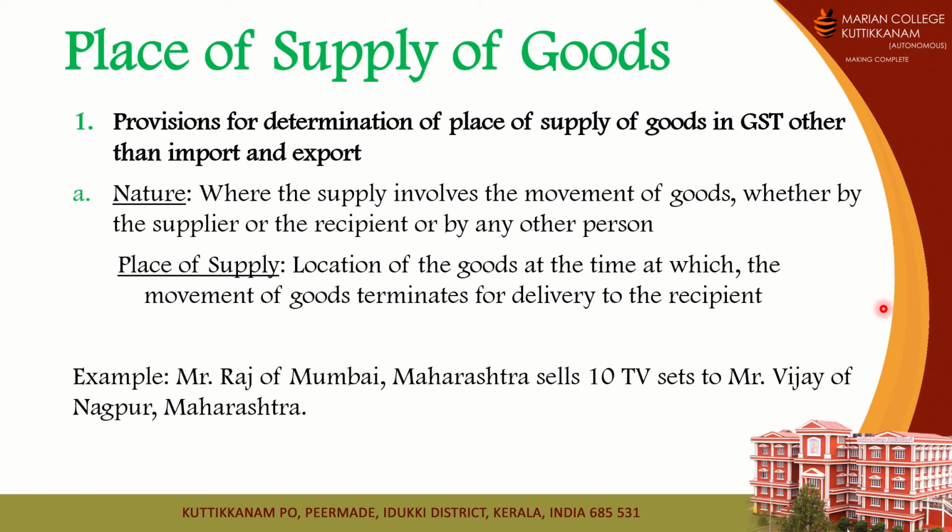Okay, so where does the movement of goods terminate in this example? It is in Maharashtra. Maharashtra, which place? Nagpur in Maharashtra. Okay, so Mr. Raj is selling goods to Mr. Vijay, who is residing in Nagpur. So the goods become ready for delivery at Nagpur, or the goods terminate their movement in Nagpur. So the place of supply in this case will be Nagpur. Okay. So I hope you got an idea about the first situation where the supply involves a movement of goods.